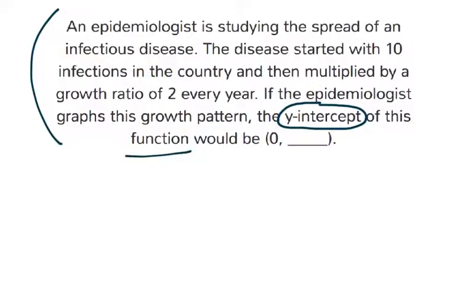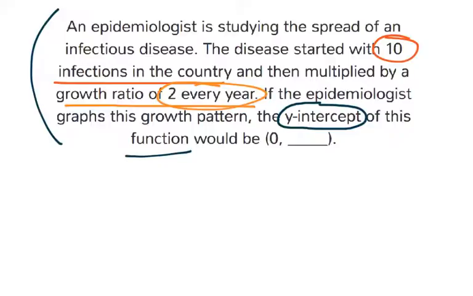An epidemiologist is studying the spread of an infectious disease. The disease started with 10 infections in the country and then multiplied by a growth ratio of 2 every year. So those are the two key pieces of information. So started at 10 and multiplied by a growth ratio of 2 every single year.